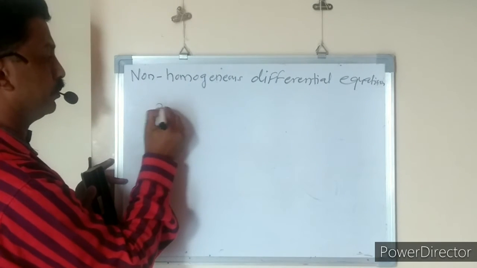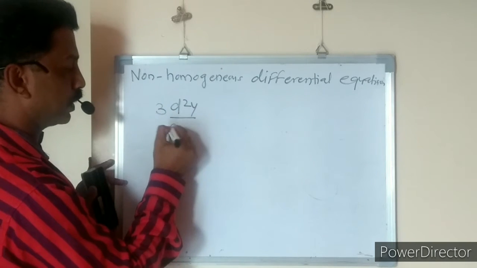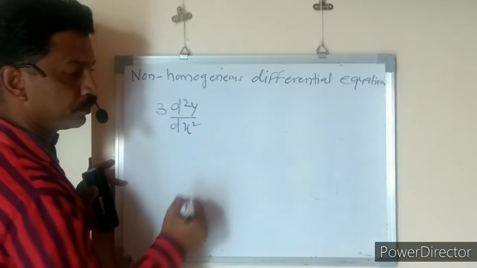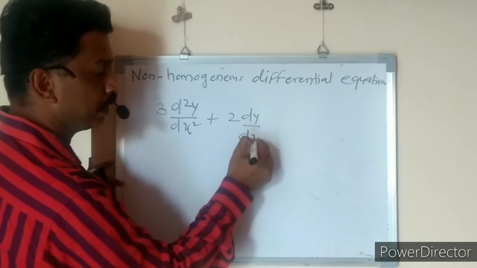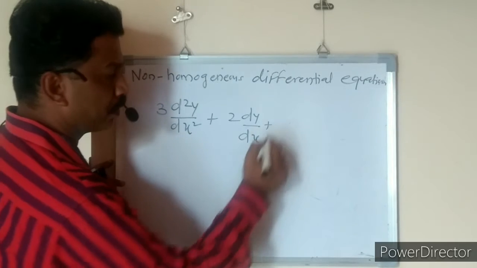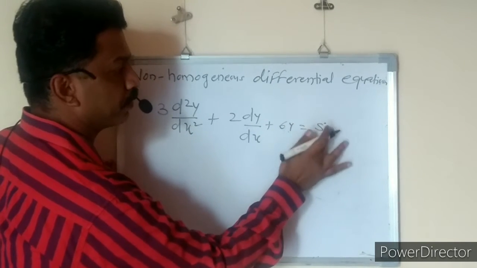Again we take one another example, 3 d2y by dx square plus 2 dy by dx plus 6y equal to sin x.